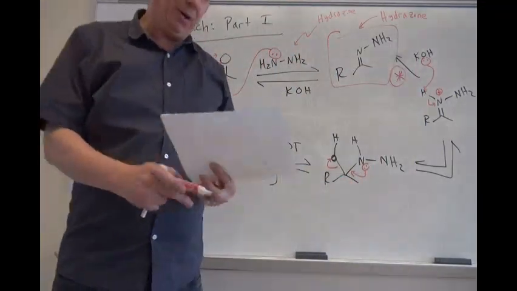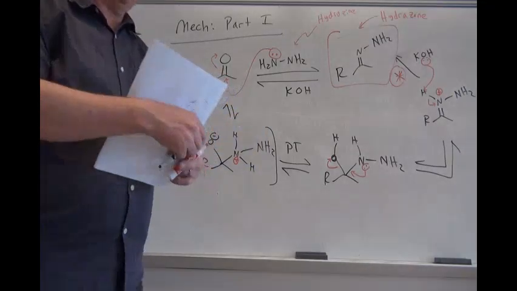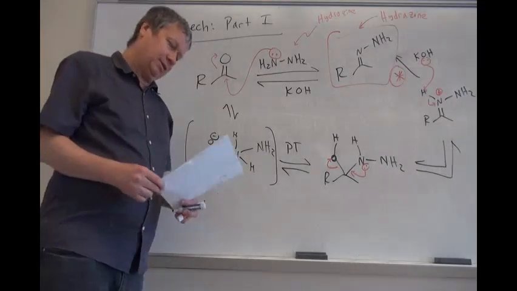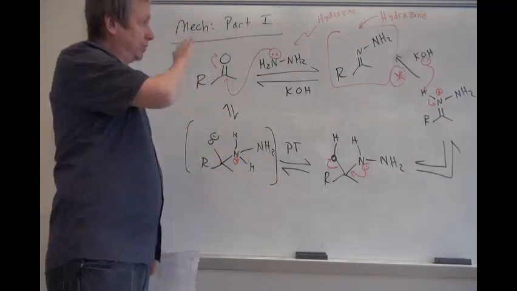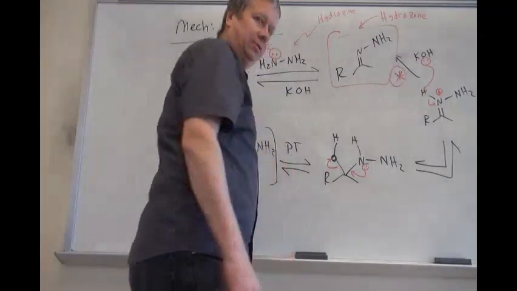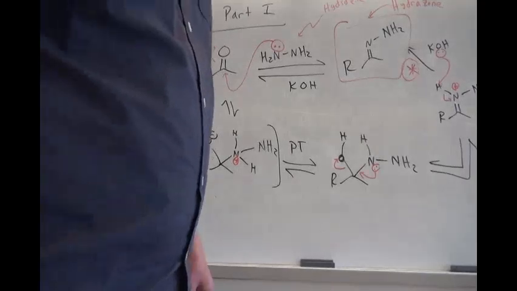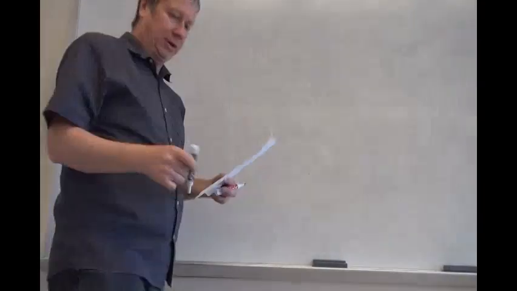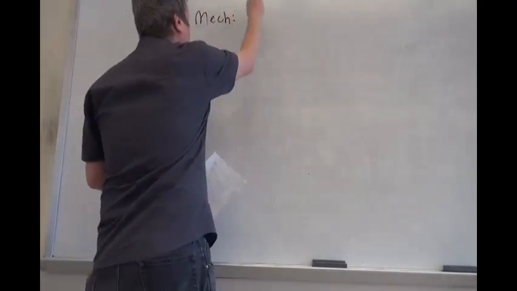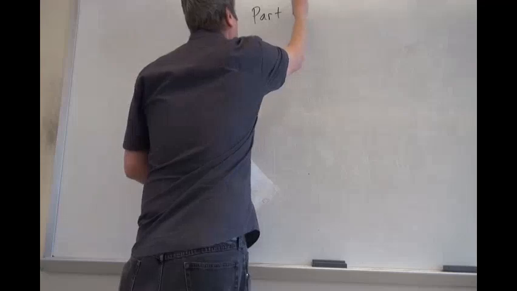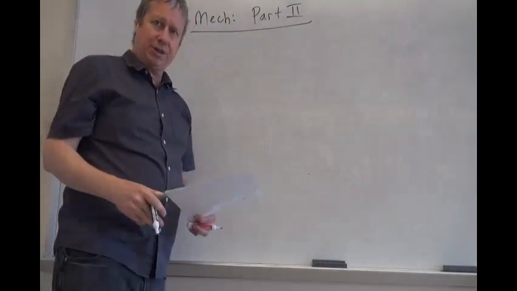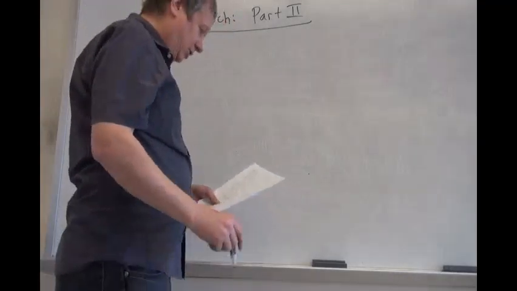So let's show the part two mechanism now, which is the degradation of the hydrazone to give the alkane product. All right? So cool with mechanism of part one. Let's try part two now. Okay, so now we're continuing on with the Wolff-Kishner reaction, and we're moving on to part two, which is the degradation of the hydrazone. So let's show how this goes.